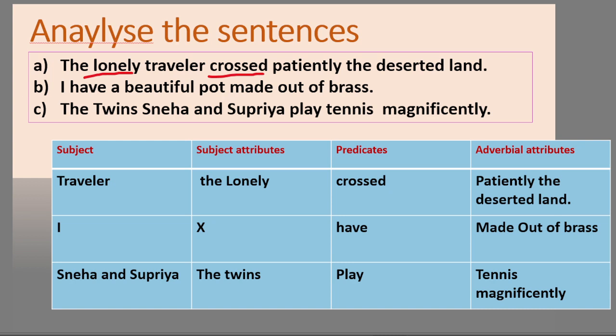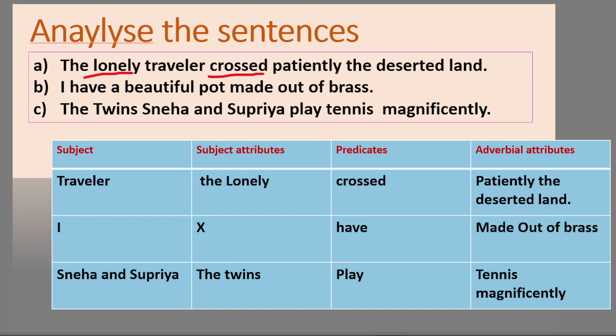I have a beautiful pot made of brass. So here the main subject is I. Who has? I have. That means I am saying I have a beautiful pot. What do I have? A beautiful pot. I have a beautiful pot made out of brass.